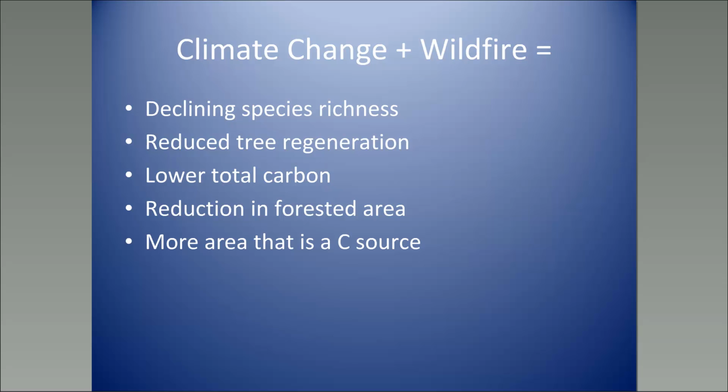So from these two studies, what we determined in sum is really that climate change and wildfire interacting together result in declining species richness across the mountain range, reduced tree regeneration, lower total carbon in the system, a reduction in forested area, and more of the previously forested area that becomes a carbon source to the atmosphere.